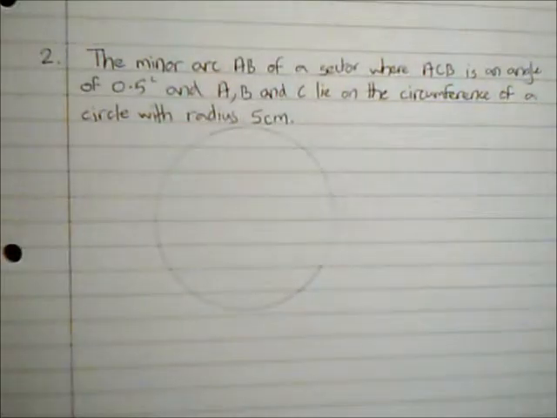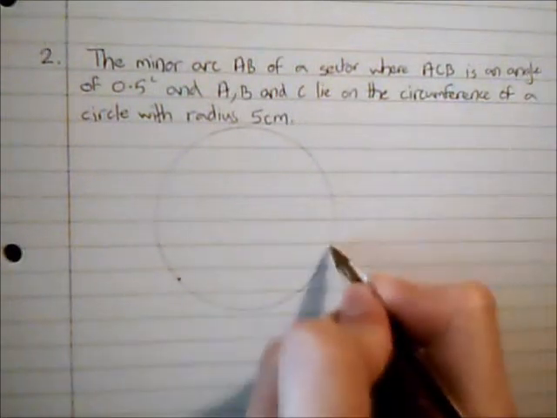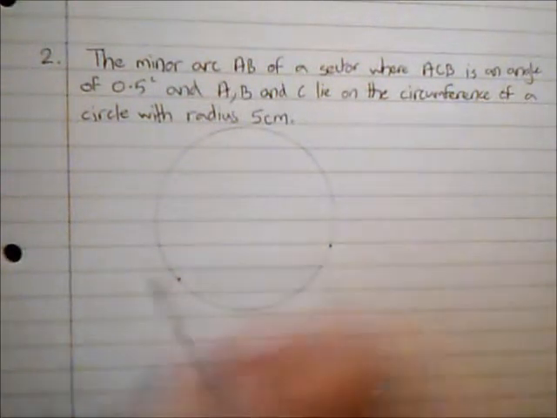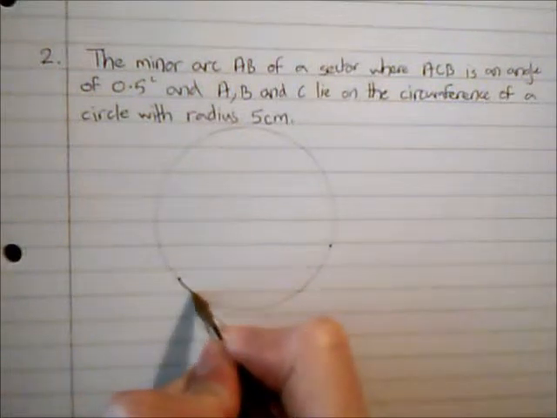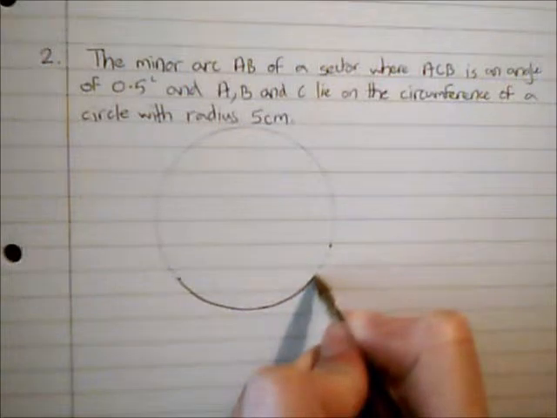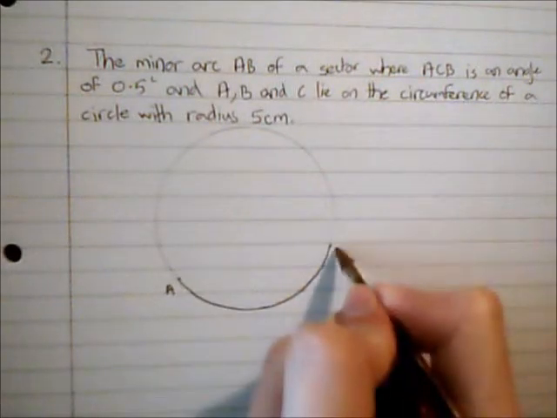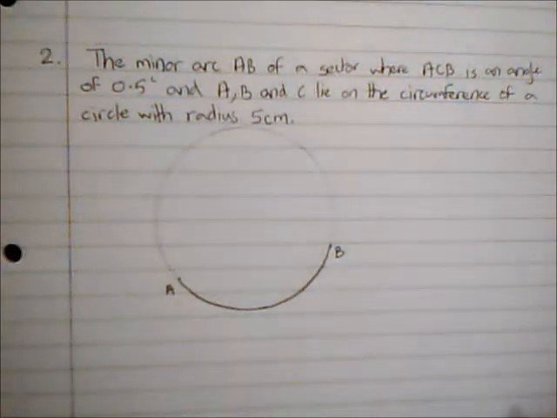Right, so we have a circle. We're looking for a minor arc AB. So the minor arc tells us that it's going to be the smaller arc. So it could, for instance, be here. So there's A and there's B, where ACB is an angle of 0.5 radians and A, B and C lie on the circumference of a circle.